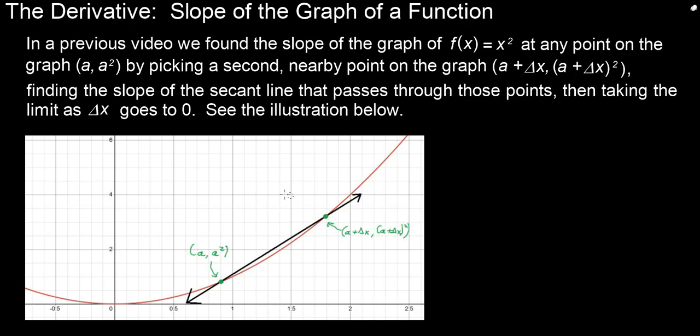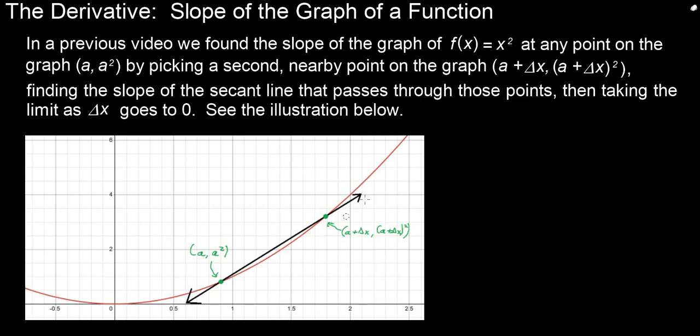by picking a second nearby point on that graph, a plus delta x comma a plus delta x the quantity squared, finding the slope of that secant line that passes through those 2 points, and then taking the limit of the slope of that secant line as delta x goes to 0. So in the graph below, we have, so the red curve is the graph of x squared.